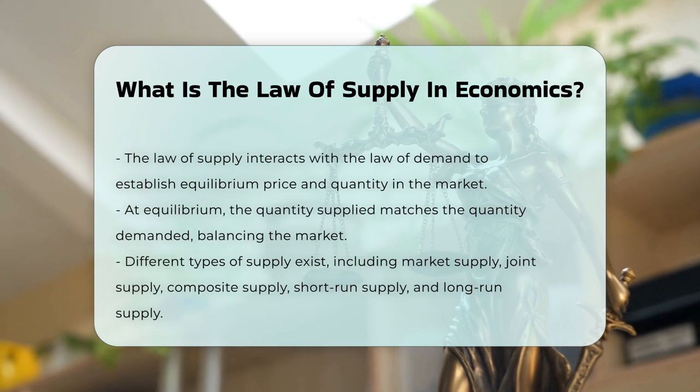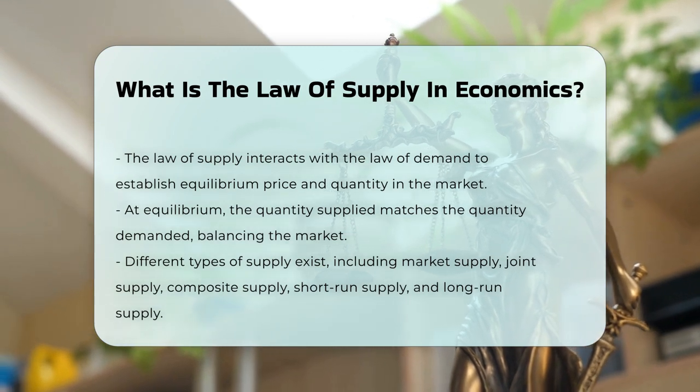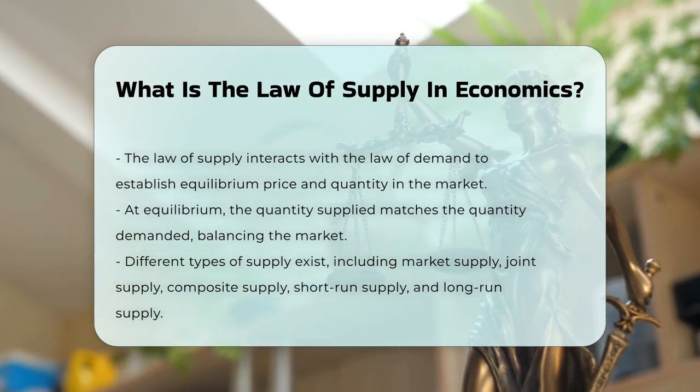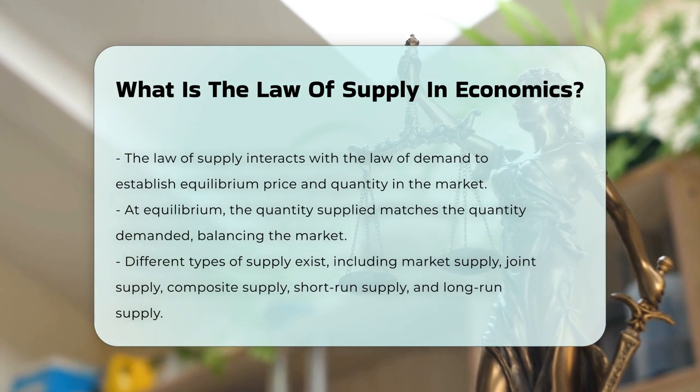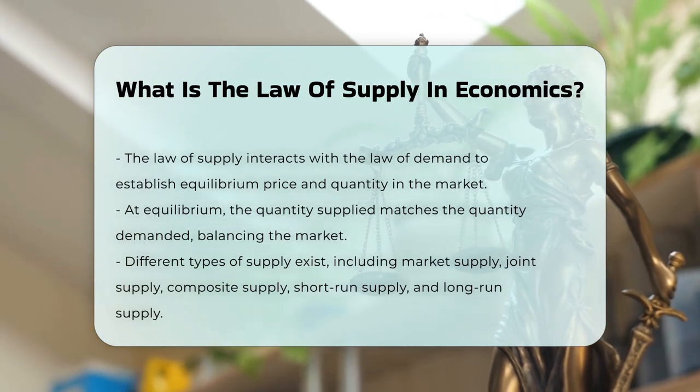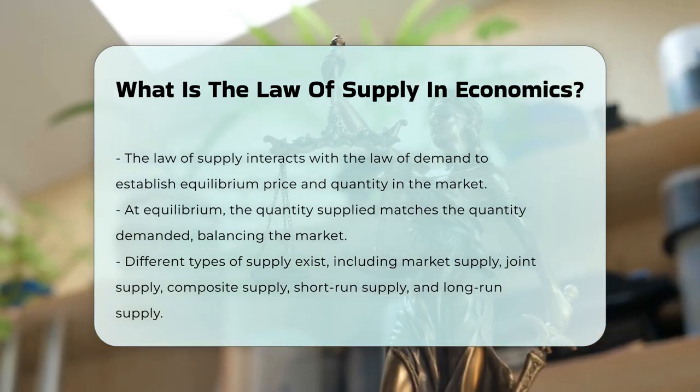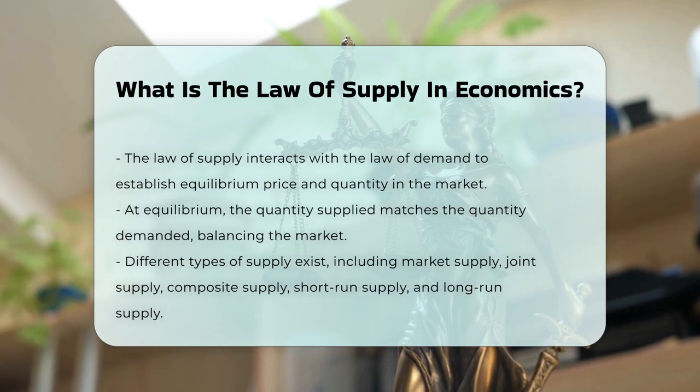Types of supply. There are various types of supply, including market supply, joint supply, composite supply, short-run supply, and long-run supply. Each type considers different aspects of how supply is determined and affected by price changes.